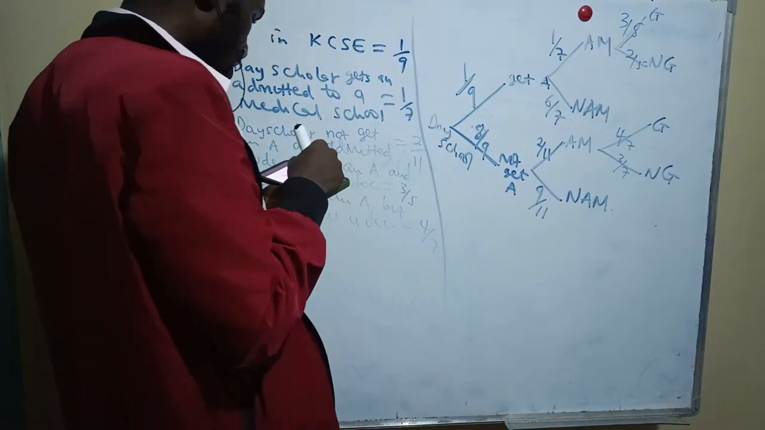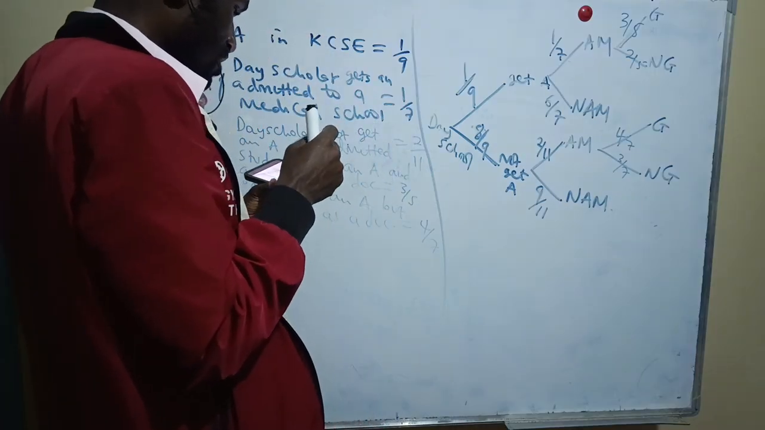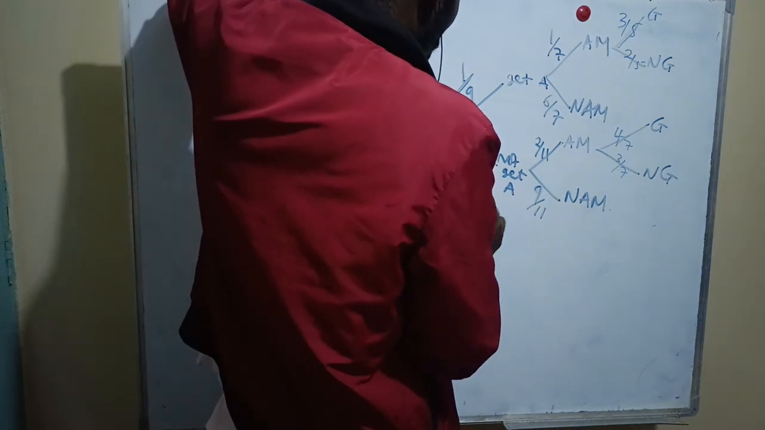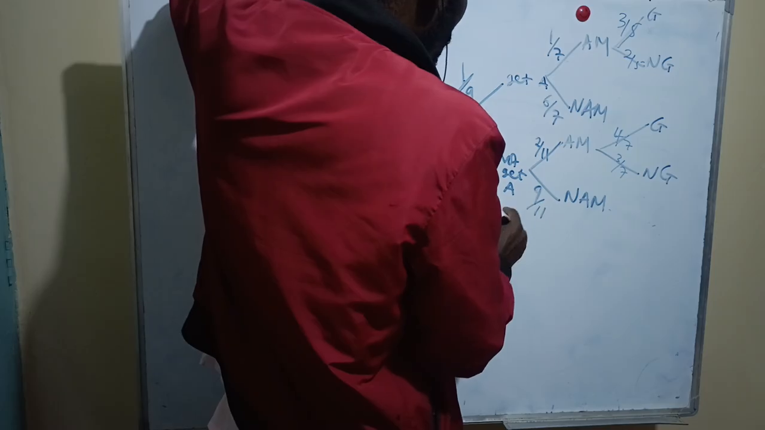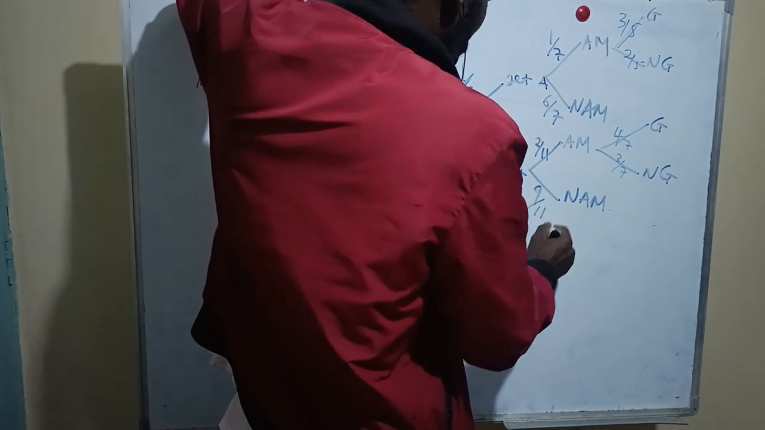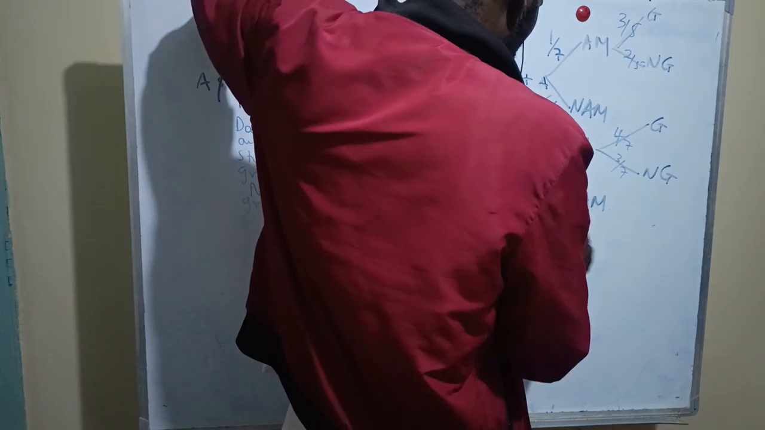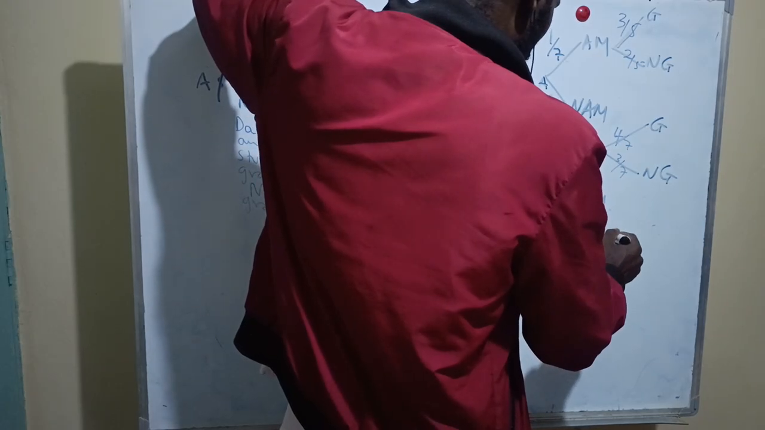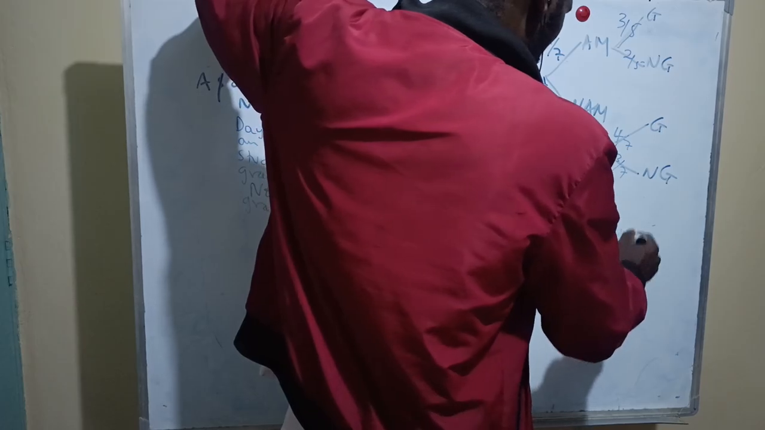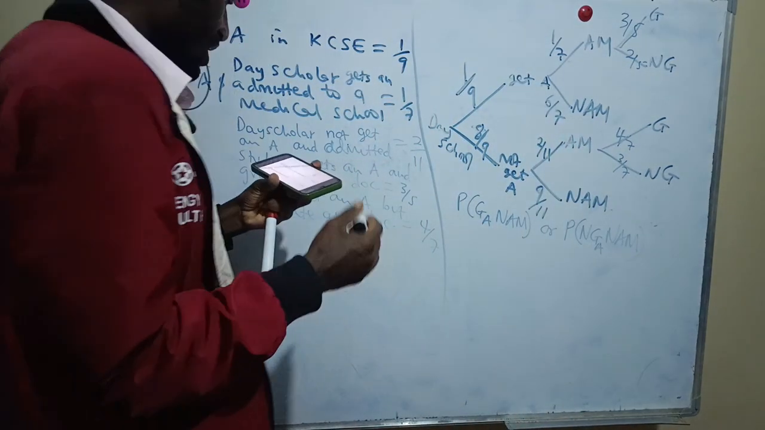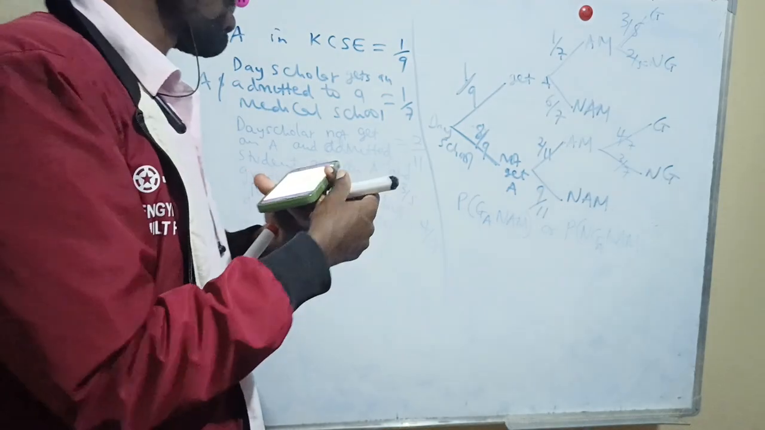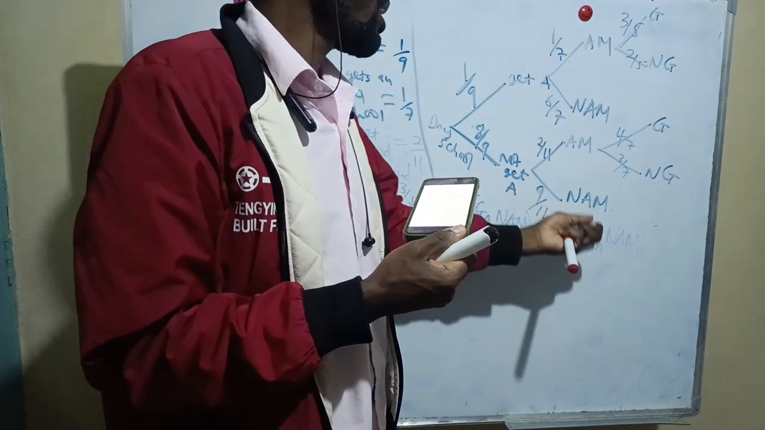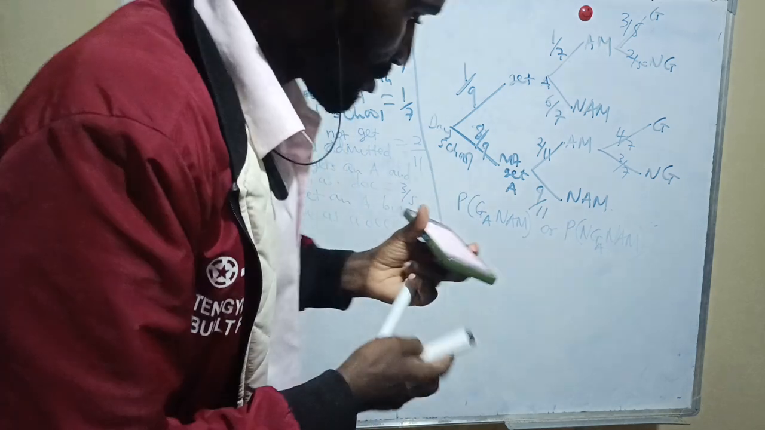So the next part says, find the probability that a day scholar student is not admitted to a medical school. So you can say probability of get an A, not admitted, or the probability of not get an A and not admitted to a medical school. Those can be options because I've just said the day scholar student is not admitted to a medical school. So that means you can get an A and you don't get admitted, or you don't get an A and you don't get admitted. Those can be the options.